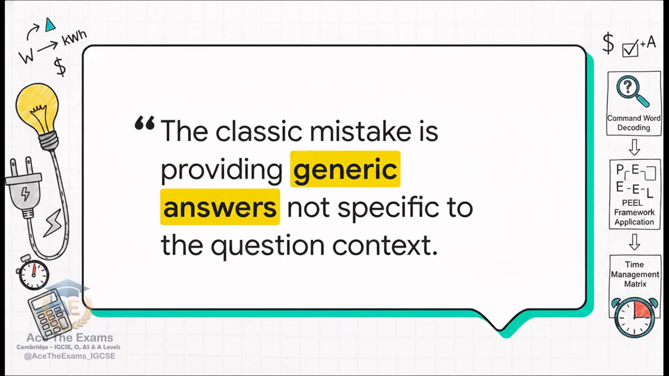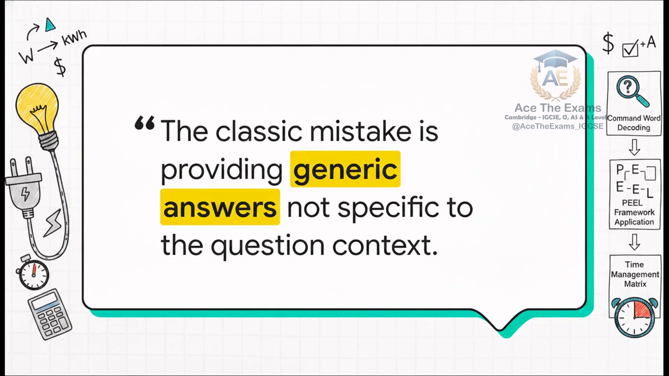To actively avoid falling into the trap of generic answers, you need to implement Rule 3, the time management matrix, running right alongside your Peel framework. Here is the golden rule. You have roughly 1 minute per mark on these physics papers. If you encounter a 3-mark calculation question about the cost of running an air conditioner, you simply cannot afford to spend 5 minutes staring blankly at the wall. You use the matrix. You deconstruct the question in 30 seconds. You apply E equals IVT, you convert your units to kilowatt hours, you multiply by the monetary cost, you double-check your units, and you confidently move on.